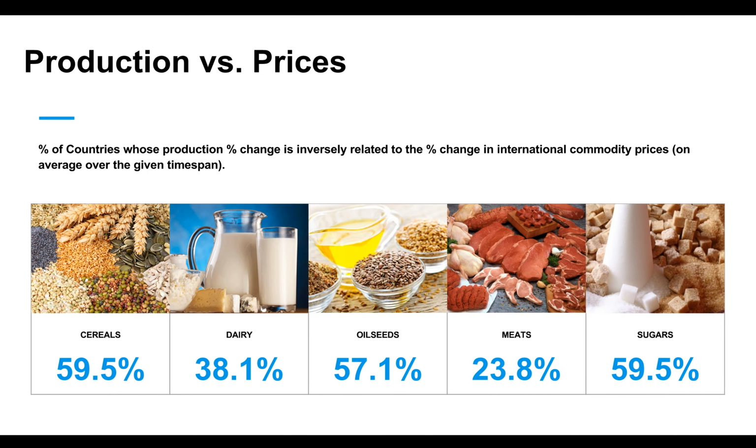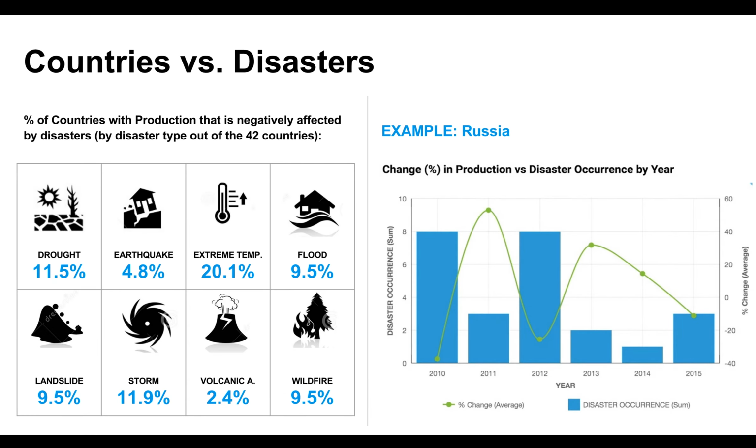This slide shows the percentage of countries whose production has an impact on prices. We can see that few countries actually impact meat and dairy prices independently. This slide shows the percentage of countries that experience a decrease in production when impacted by disaster type. We can see that about 20% of countries experience a production decrease when impacted by extreme temperatures. And on the right, we can see that Russia's production shows a strong relationship to the occurrence of disasters.